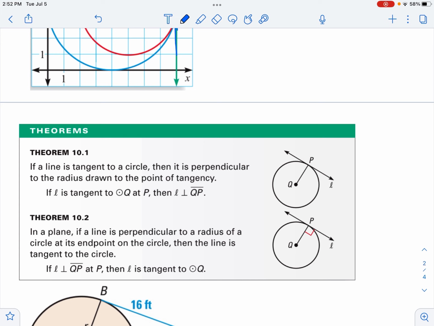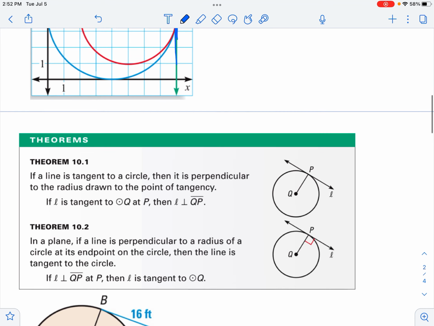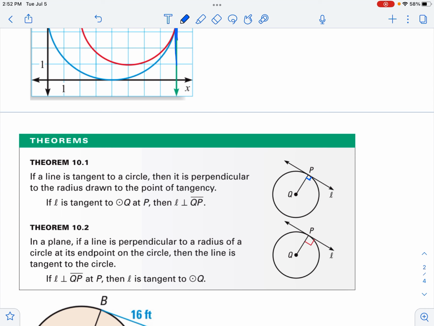Now, let's suppose that we have a circle and we draw a tangent. Here's the thing that happens. Here's a couple of things we know. Let's look at this theorem 10.1. If a line is tangent to a circle, then it is perpendicular to the radius. Okay, so you know that right away. If you're told that you have a tangent to a circle, then you know that it makes a perpendicular to the radius. Okay, so that's very important.